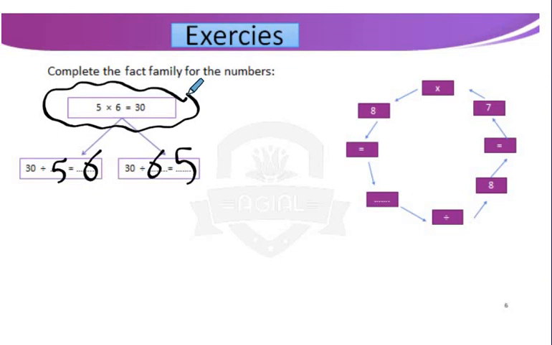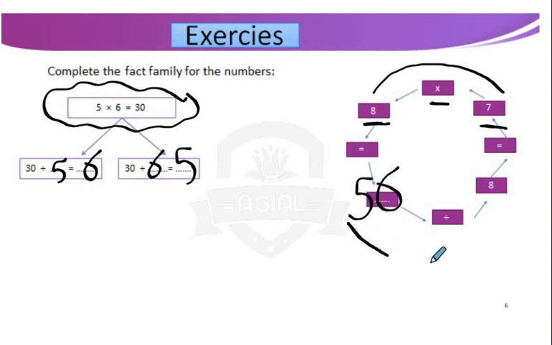Okay, in here, another exercise. Complete with me. 7 multiply 8. 7 multiply 8 equals what? Who can say? Excellent. 7 multiply 8 equals 56. Completed. 56 divided by 8 equals what? Excellent. Equals 7. And so on.